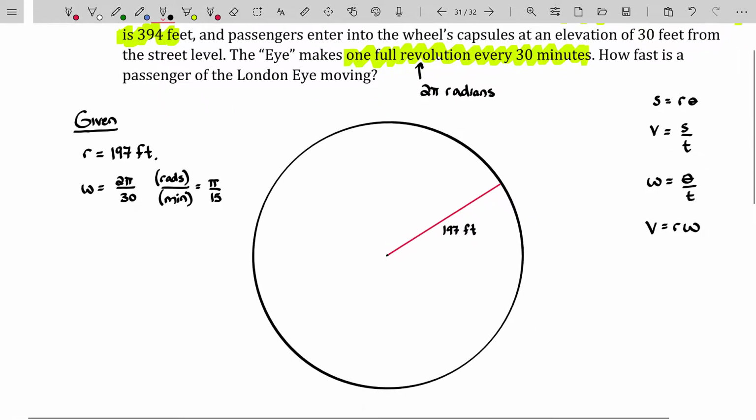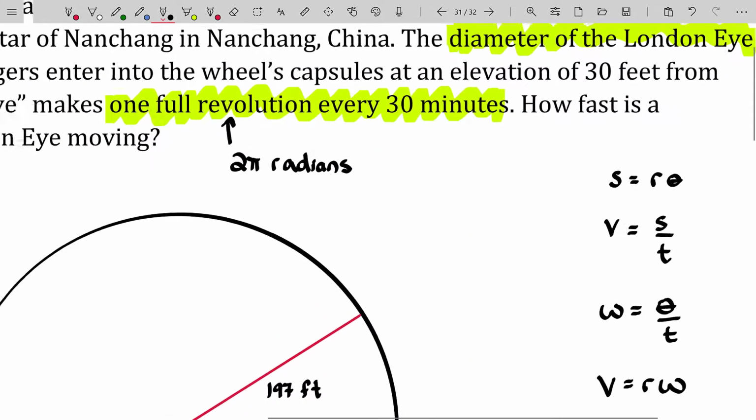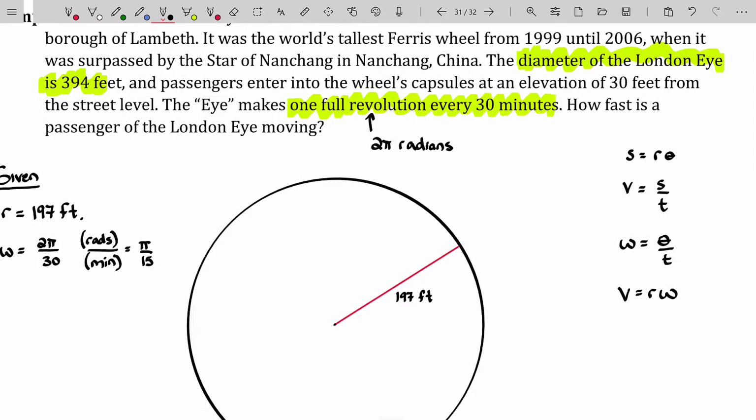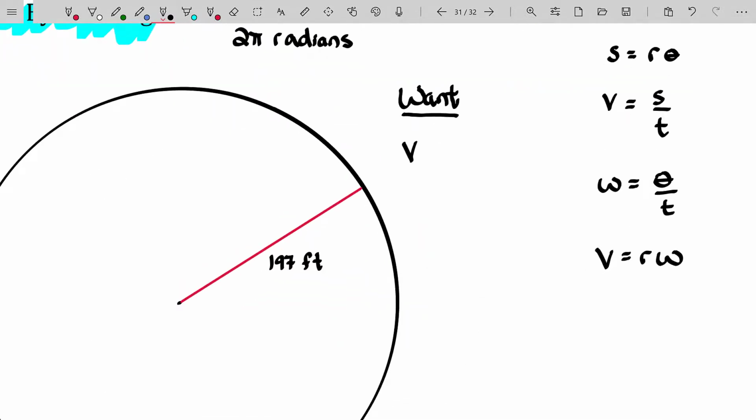No. If you look, now they're just asking how fast is a passenger of the London Eye moving? And just because I want to, I'm going to go ahead and highlight that in blue. That's the stuff we want. We want the linear velocity. So if a passenger was on the London Eye right here, and they just moved along the edge, we want to know how quickly are they moving along the edge of the London Eye.